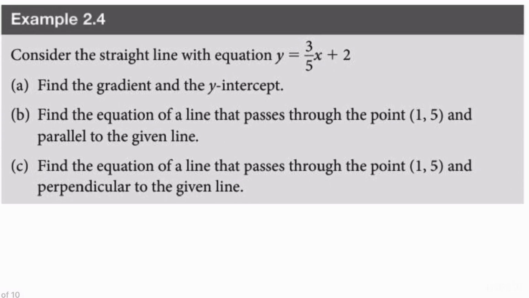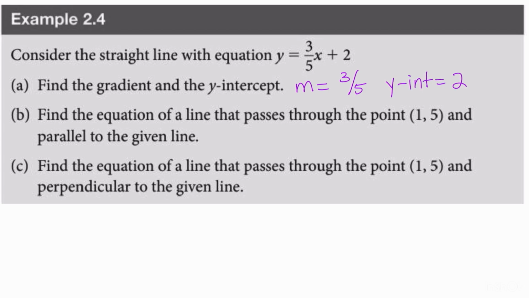Example 2.4. Consider the straight line with equation y equals 3 over 5x plus 2. Find the gradient and the y-intercept. First question, very easy because they already give it to me in y equals mx plus c form. Had they not given it to me in y equals mx plus c form, I would have first had to get the y by itself. So here, I know that my gradient, my slope, is the number that's next to the x when the y is by itself. So that means that my gradient is 3 over 5, and my y-intercept is going to be 2.